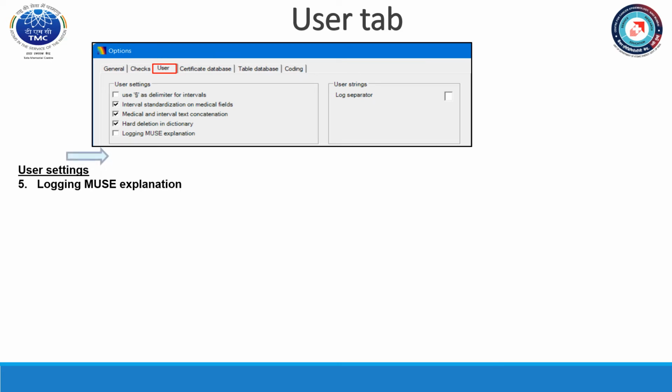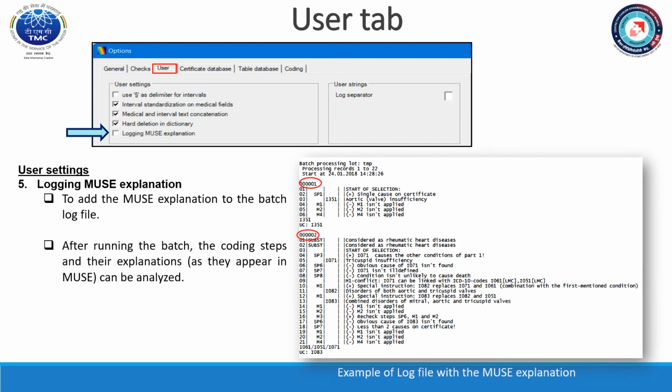Logging Muse explanation. When we do the batch processing, a log file is generated with information on the standardization process. But if you want to add the coding explanations of Muse for the certificates in batch mode to the log file, then tick the box Logging Muse explanations. After running the batch, the coding steps and their explanations as they appear in Muse can be analyzed. It also shows in the figure. Since Iris version 5.6.0, the certificate key is provided in the batch log file.